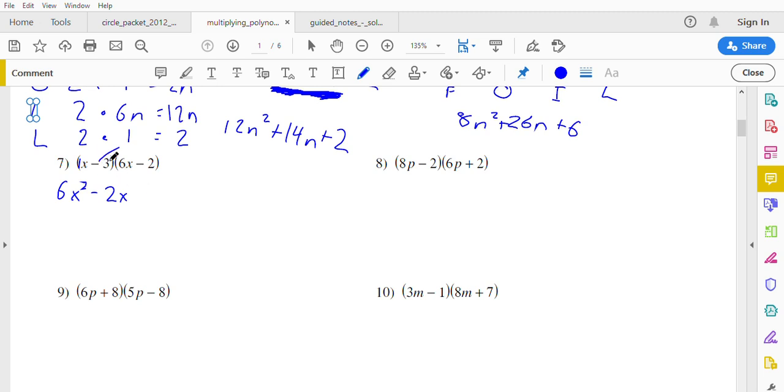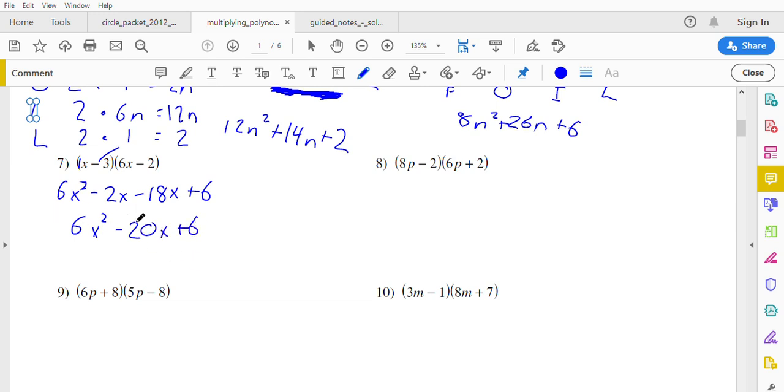Inner, so negative 3 times 6, well, it's going to be negative 18, and there's just a 1x. And the last thing, negative 3 and negative 2, positive 6. Watch your signs, okay? Again, positive times a positive, positive. Positive times a negative, negative. Negative times a positive, negative. Negative times a negative, positive. And don't forget to combine your like terms. So I have negative 2x and negative 18, that will be negative 20x plus 6.